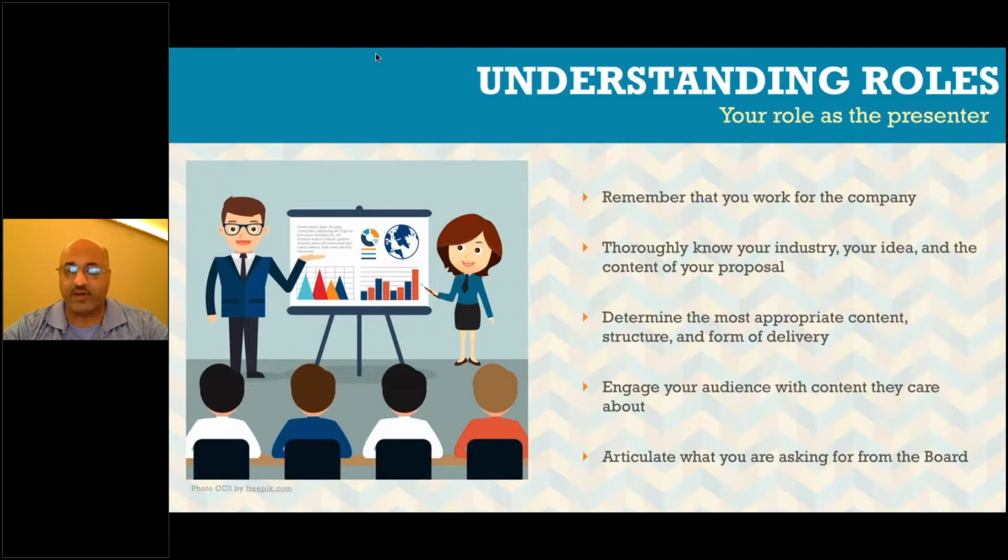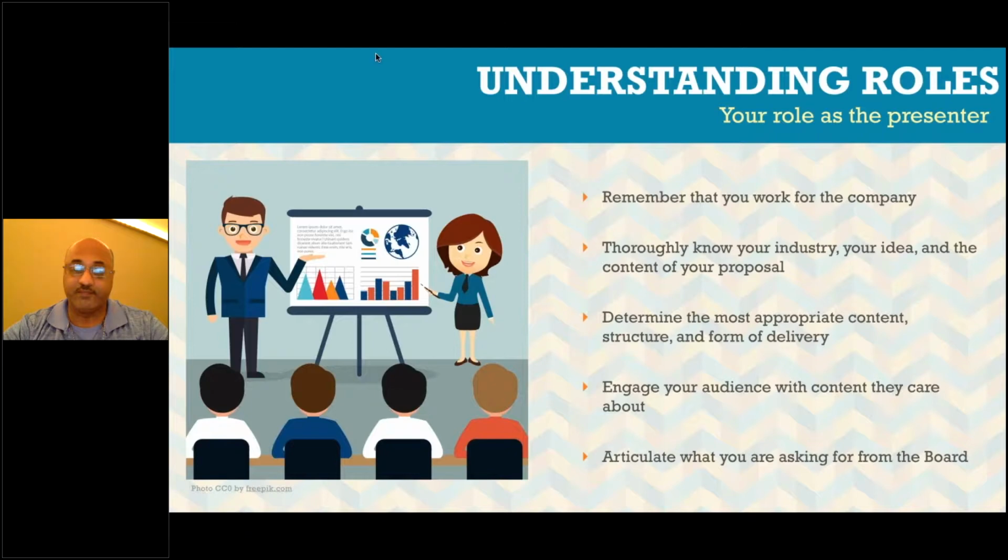Determine the most appropriate content, structure, and form of delivery. Out of all that information that you've compiled in that 20-page proposal, you're going to determine exactly what you want to communicate. It should be the most important details that will help the board make an informed decision. Your form of delivery should be, of course, whether it's going to be verbal or you're visually telling some stories, adding videos, maybe some media content.